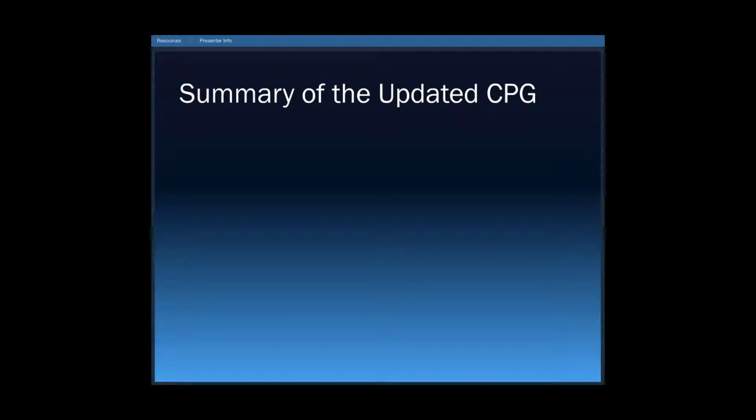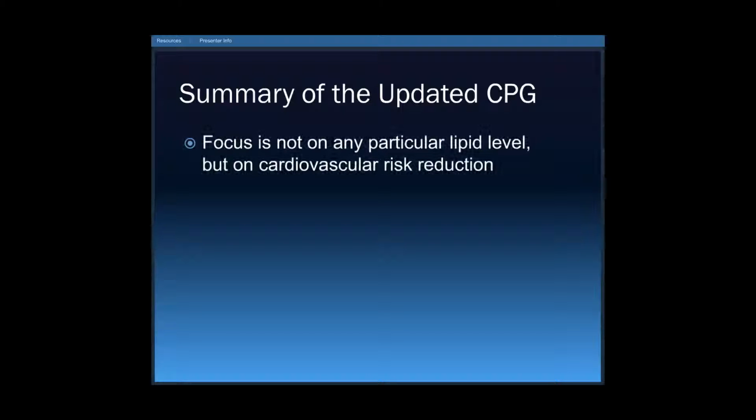I'll start off with some highlights of this updated CPG, then we'll get into the specifics as we go along. First, the focus in these guidelines is not on any particular lipid level, but on cardiovascular risk reduction. You'll need to get used to using a risk calculator, and there are several different ones to choose from on the Metabolic CPG AIM form.